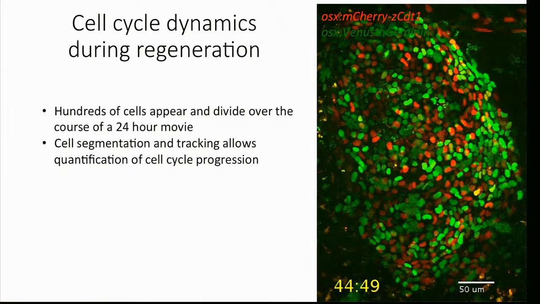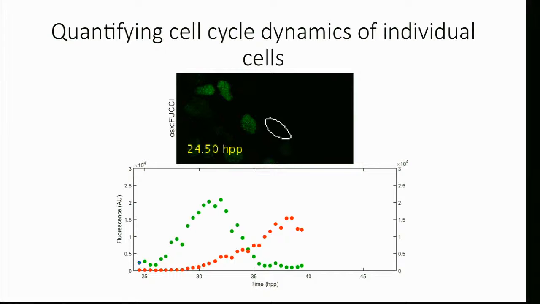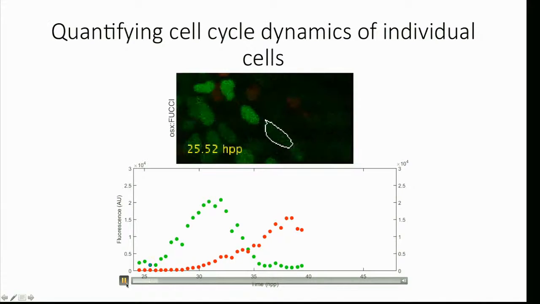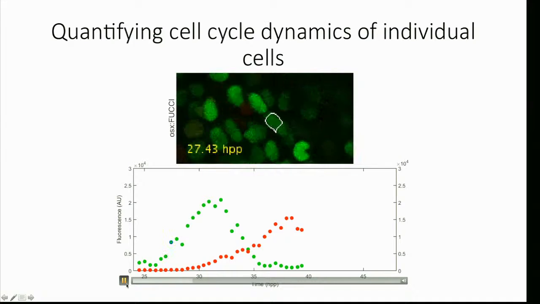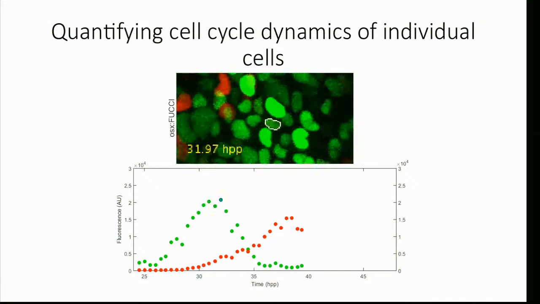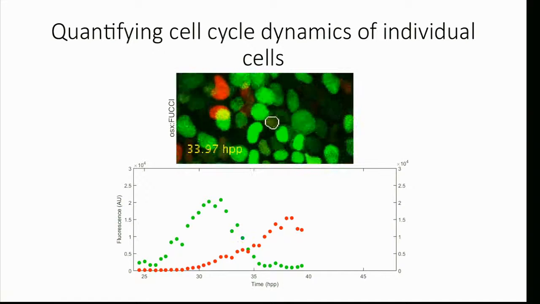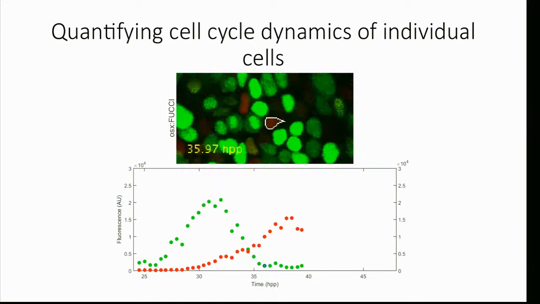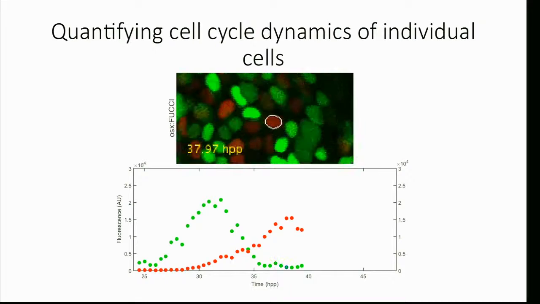So for an example, we have a relatively vanilla osteoblast here, and it divides. We see geminin signal accumulating after division. That signal disappears as mCherry-CDT1 accumulates.